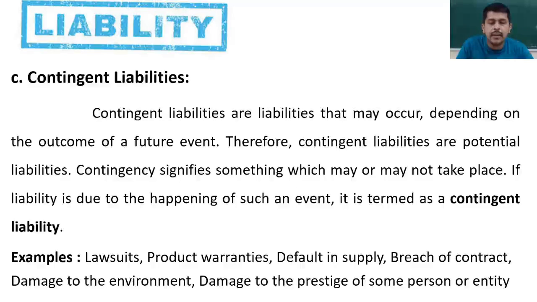In the case of certain products, the company provides a warranty for the product after purchase. If something happens to the product within the warranty period, only then will the contingent liability arise for the company which sold that product. Examples of contingent liabilities are lawsuits, product warranties, default in supply, breach of contract, damage to the environment, and damage to the prestige of some person or entity due to the acts or activities of the company.